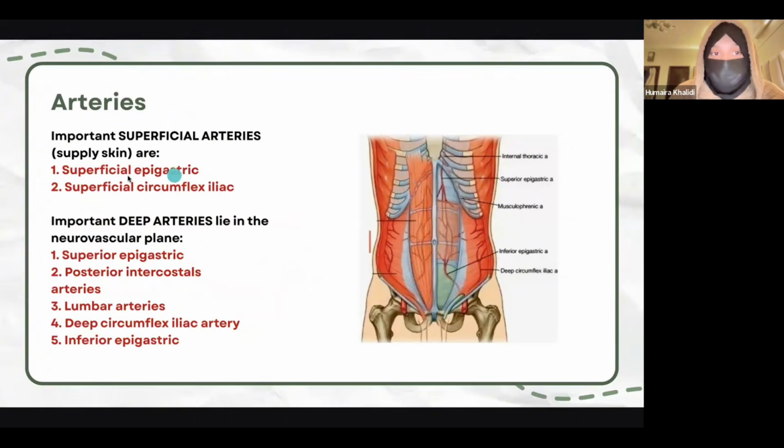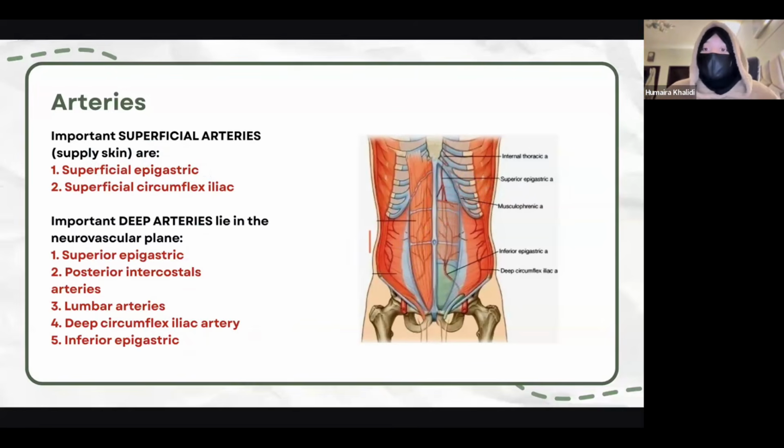You're going to need to know this, the superficial epigastric arteries. You have superficial arteries, which supply the skin, and then you have deep arteries, which supply through the neurovascular plane. Again, T7, T8, T9, T10, T11, T12, L1, and T6. You start from T6. Okay. So you have important deep arteries, which lie in the neurovascular plane as well. You have the superior epigastric, the posterior intercostals, the lumbar arteries, deep circumflex iliac arteries, inferior epigastric arteries. You have the superficial arteries, which are the superficial epigastric and superficial circumflex iliac.